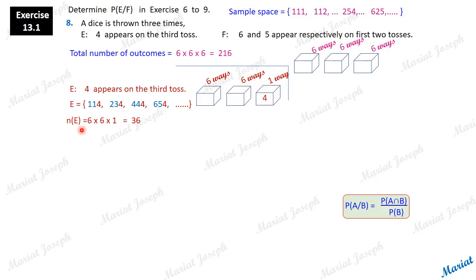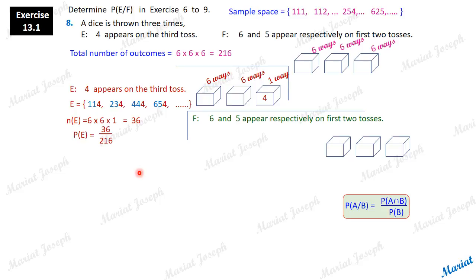So the number of elements of this event, this subset, would be 36. 36 triplets among these sample space elements will satisfy the condition E, that is, 4 appearing on the third toss. So the probability of E will be the number of outcomes favorable to it upon the total number. Therefore, probability of E is 36 upon 216, that is equal to 1 upon 6.